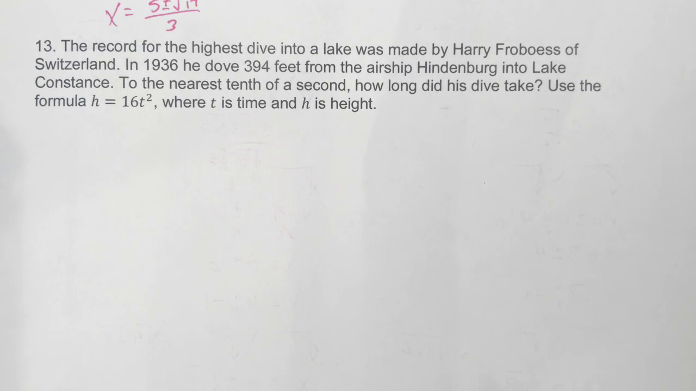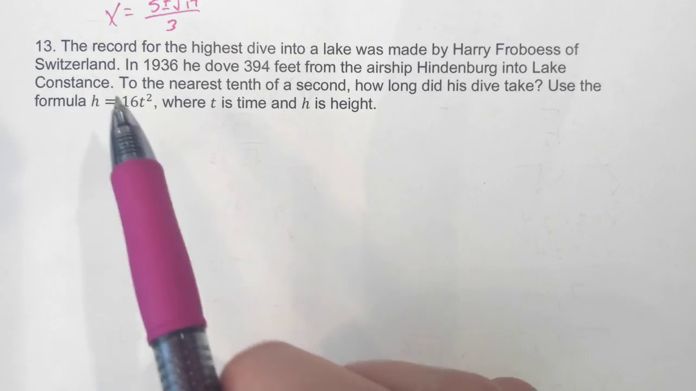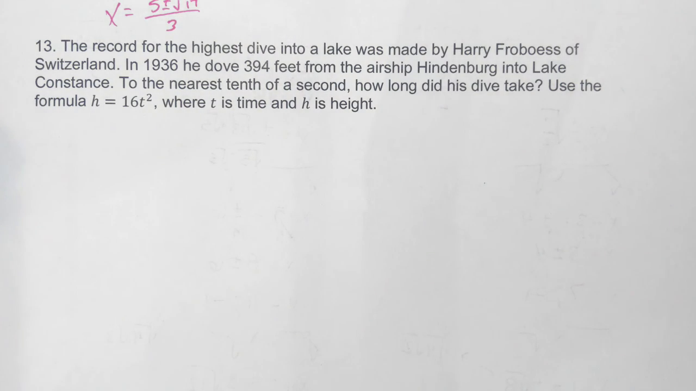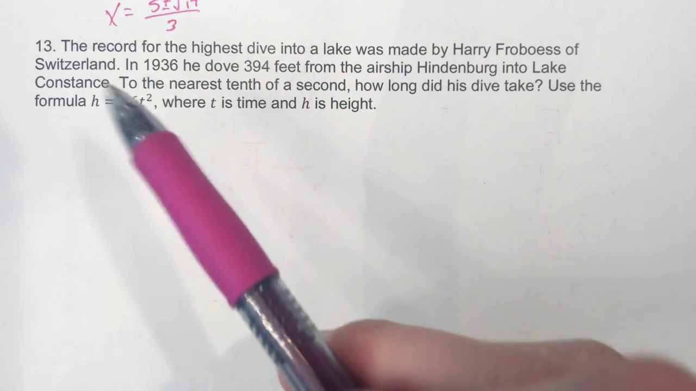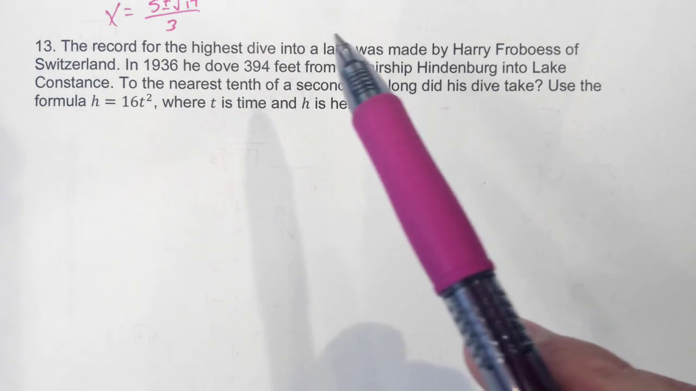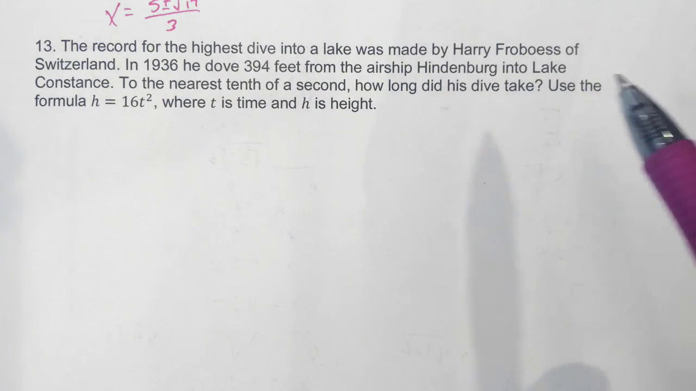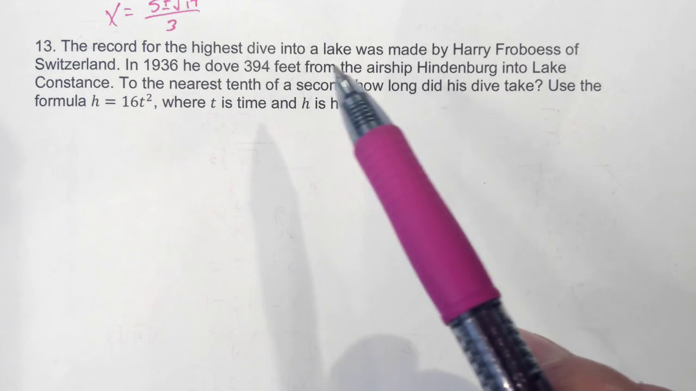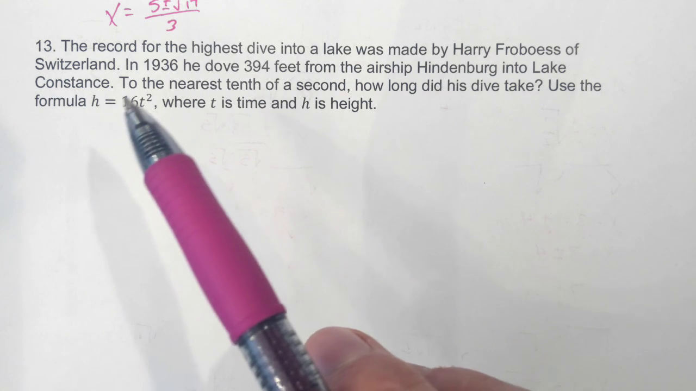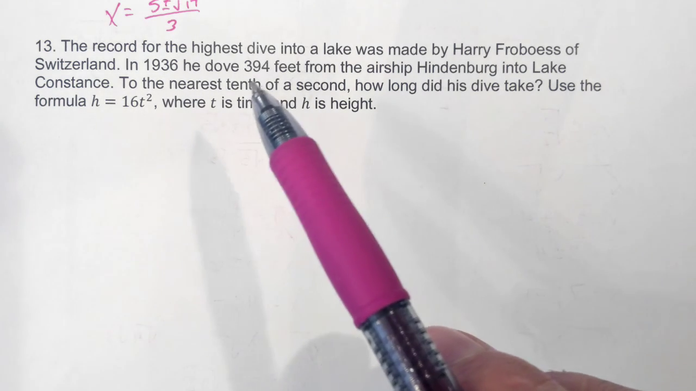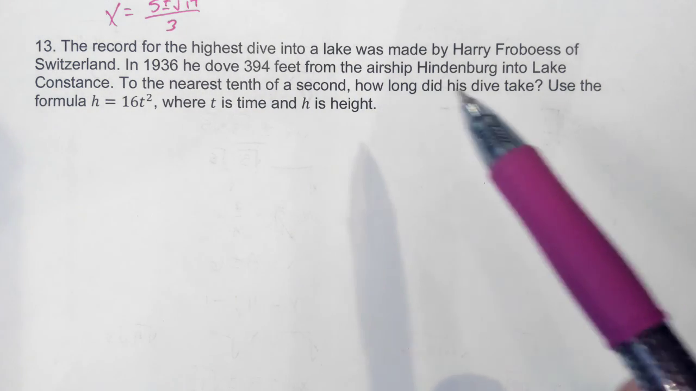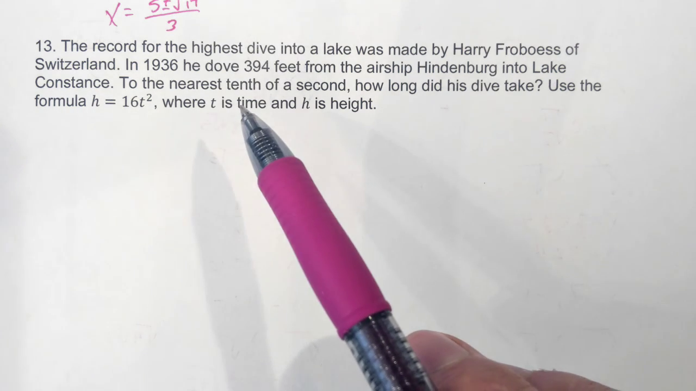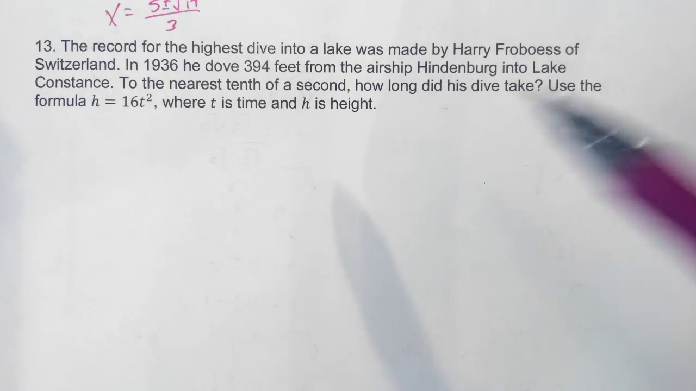Okay, the last type of problem you'll see is a few pretty simple word problems. They're going to give you some formula. They're going to give you some information. You're going to plug some things in and find the answer. All right, so let's read this situation. The record for the highest dive into a lake was made by Harry Frosbos of Switzerland. In 1936, he dove 394 feet from the airship Hindenburg into Lake Constance. To the nearest tenth of a second, how long did his dive take? Use the formula h equals 16t squared, where t is time and h is height.